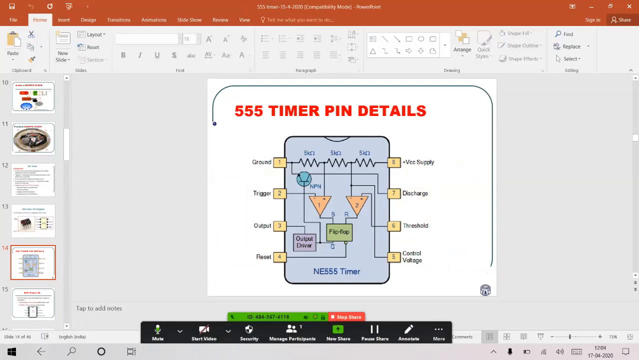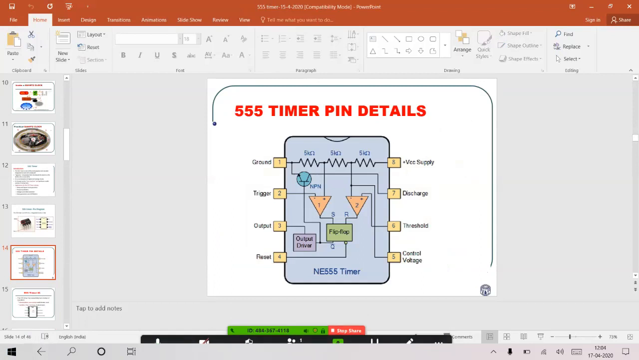So the discussion of the timer details will follow. To begin with, the same pins we have mentioned here: ground, trigger, output pin, reset pin, and on the right hand side you have pin number 8 power supply, 7 is discharge, 6 threshold and control voltage at pin number 5. But the internal circuitry is important. So what are the main components or blocks available inside the IC? These are the blocks. You have two comparators.